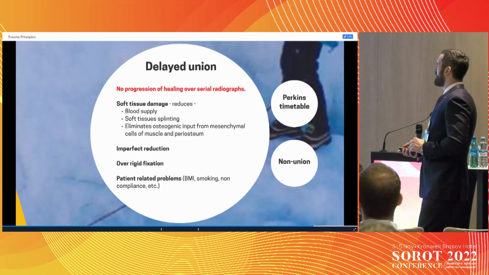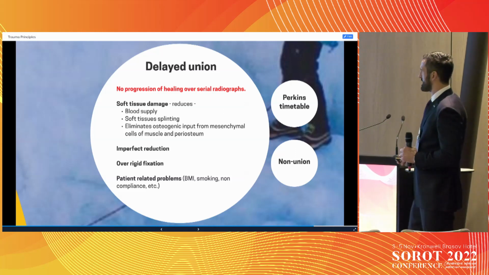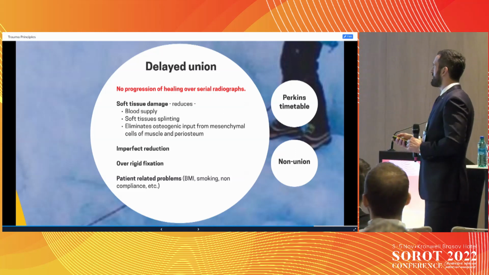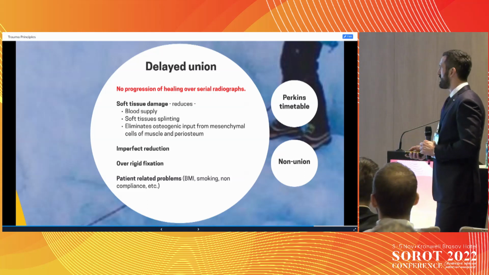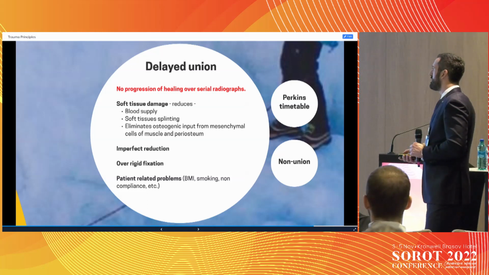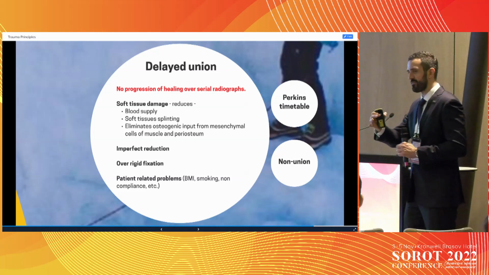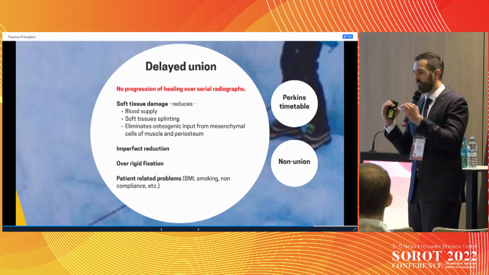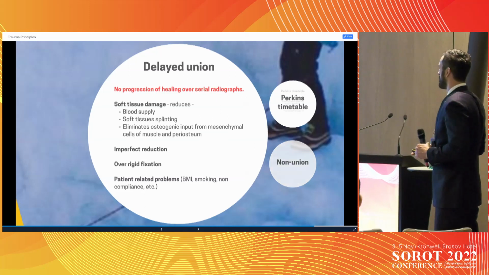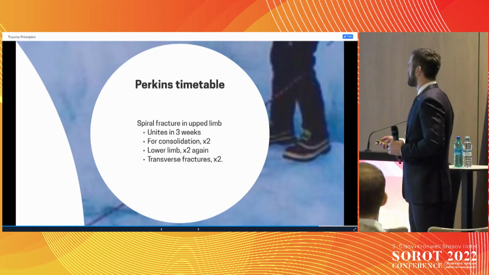When we speak about delayed union, there's no progression of healing over serial radiographs, usually 6 to 9 months. It can be caused by soft tissue damage, by imperfect reduction, or over-rigid fixation. There are some patient-related problems. But if you deperiosteed everything, removed the soft tissues, and did over-rigid fixation, you have a chance of delayed union. There is a Perkins timetable that we can respect.